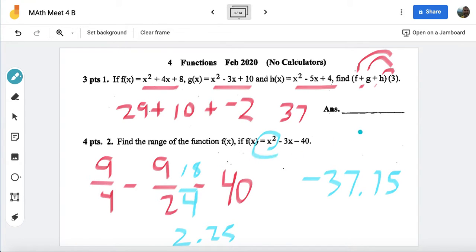Because it's a positive x squared, I know it opens up, so that means the range will be all values of y such that y is greater than or equal to the vertex value. Hopefully I didn't mess that up. I could check with a calculator, except this is a no calculator round again.